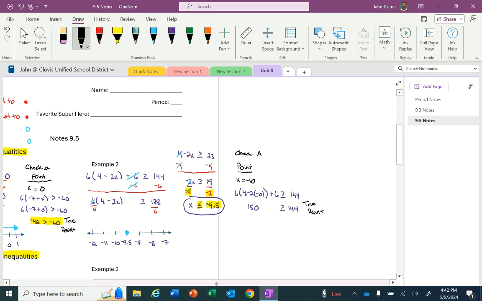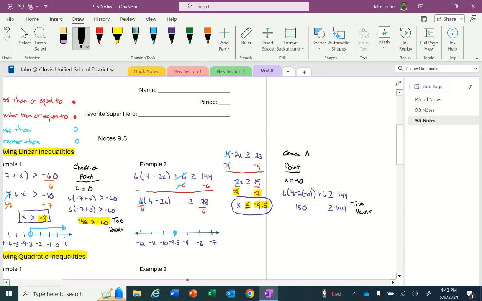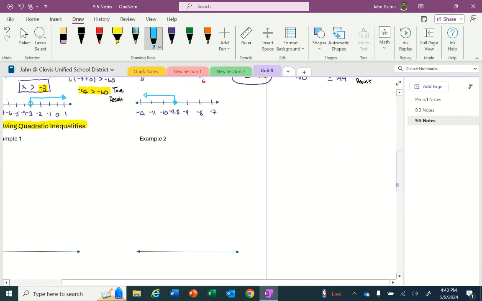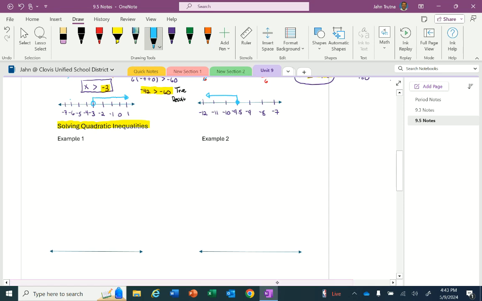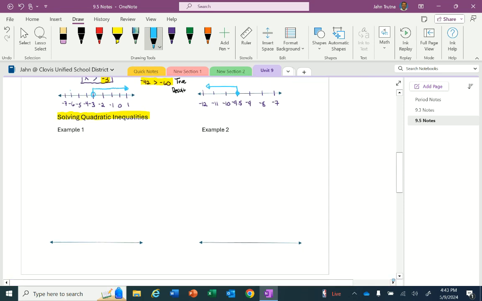So what does that tell me? When I go back to my graph, I checked negative 10, and it was a true result. So that means my arrow on my number line is going to go to the left towards the negative 10, which tells me my solution is all the numbers less than or equal to negative 9.5. So that's how we do solving the linear inequalities.